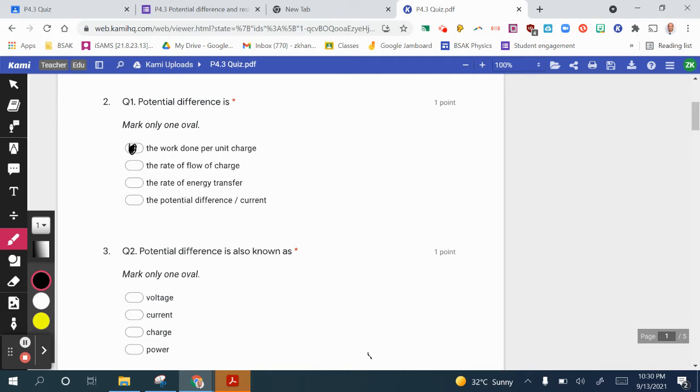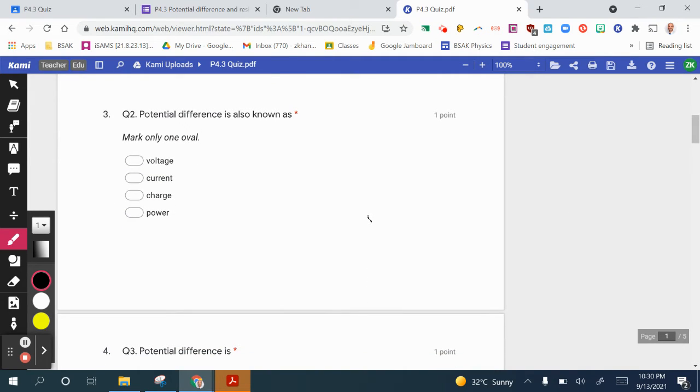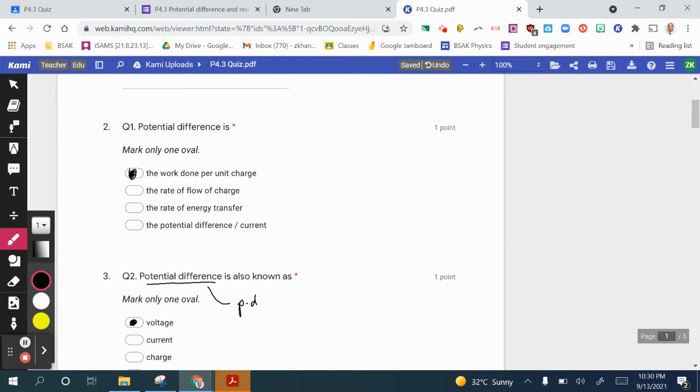Okay. Now, the next part is question 2, which is the difference. Potential difference is also known as voltage. So PD, if we abbreviate this, is another word for voltage. So when you go back to question 1, that is the same as saying voltage is the amount of energy given per unit charge.